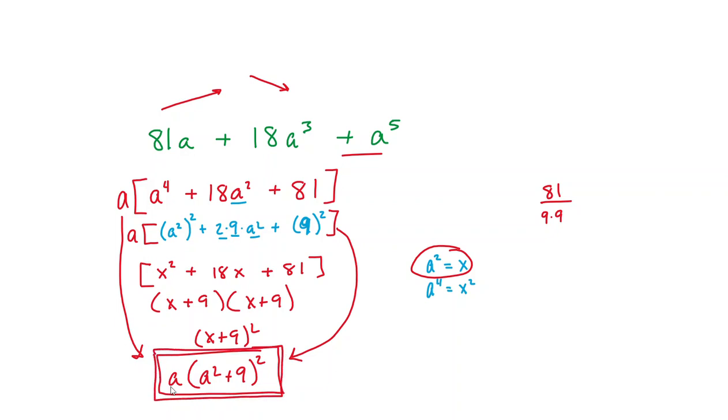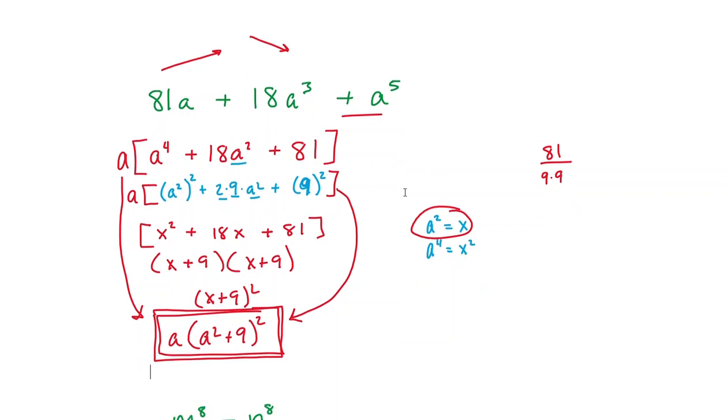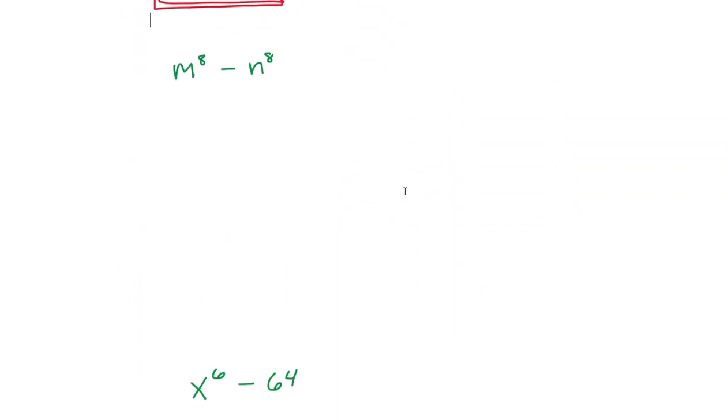So notice that there's more than one way to think about these problems, and that's what makes them tricky, because you have to think about all the different ways of factoring and see which one makes sense to you for this problem. And sometimes one way of looking at it will work better, and sometimes another way will work better. Okay, let's do m to the 8th minus n to the 8th.